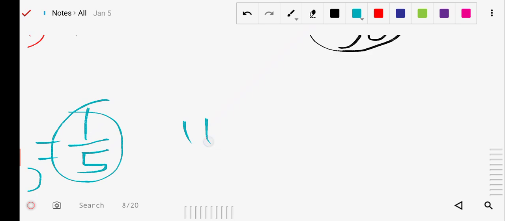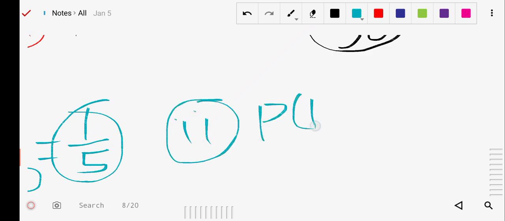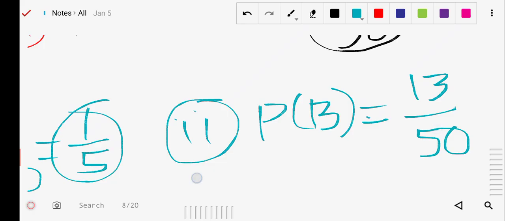Second question is the probability of blood group B. So the total number of students having B is how many? 30 students out of 50. This is your answer. Number 3, AB. So AB, how many? 16 are there.